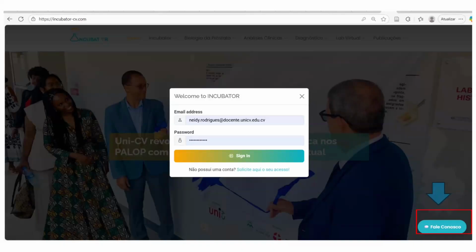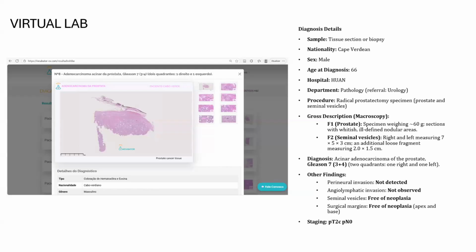As I said before, when you are entering the incubator project, you need to have access, and you can see here the diagnosis details of the bioimaging from a Cabo Verdean patient. You have information about this patient.